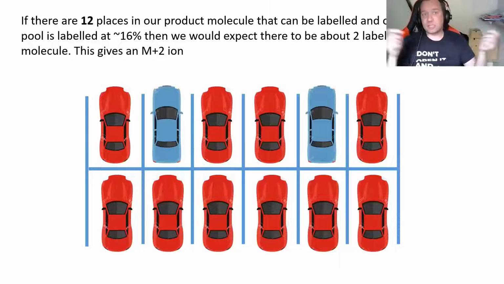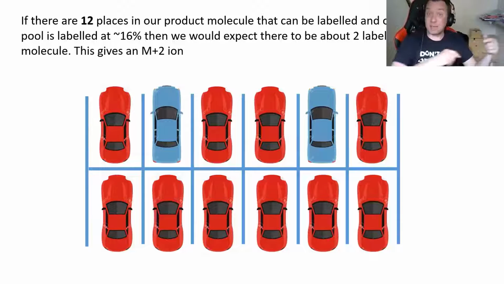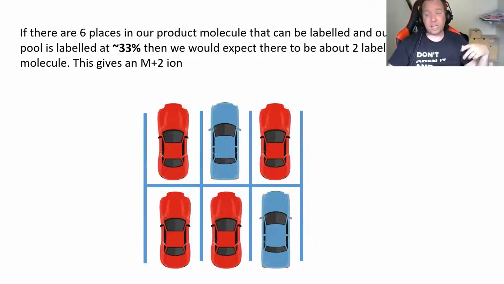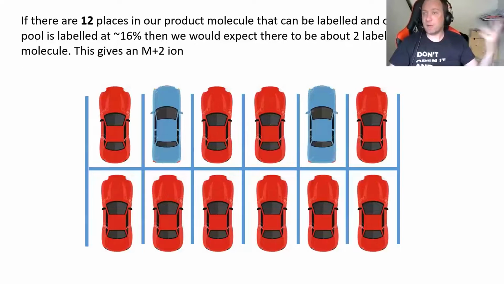Conversely, if there are 12 places in our product molecule that can be labeled and our precursor pool is back down to 16%, then we would expect there to be about 2 labels per product, and this gives us an M+2 ion. Now, obviously, the math is not as simple as just multiplying A by B, but this is a sort of a general idea. So you would get an M+2 ion in this setting with 16% P and an N of 12, and you get your most likely one to get is an M+2 ion if you have an N of 6 places, and 33% P. So they both affect.